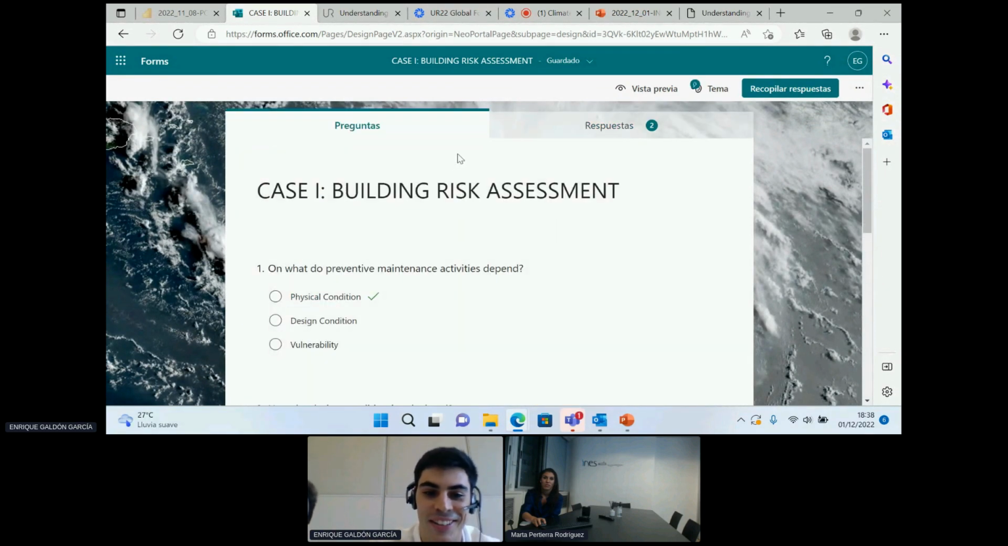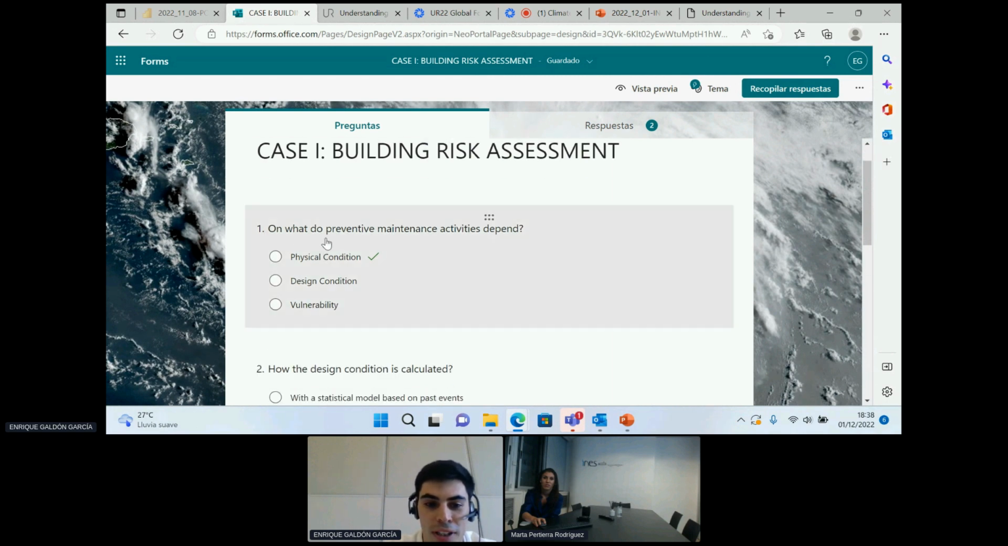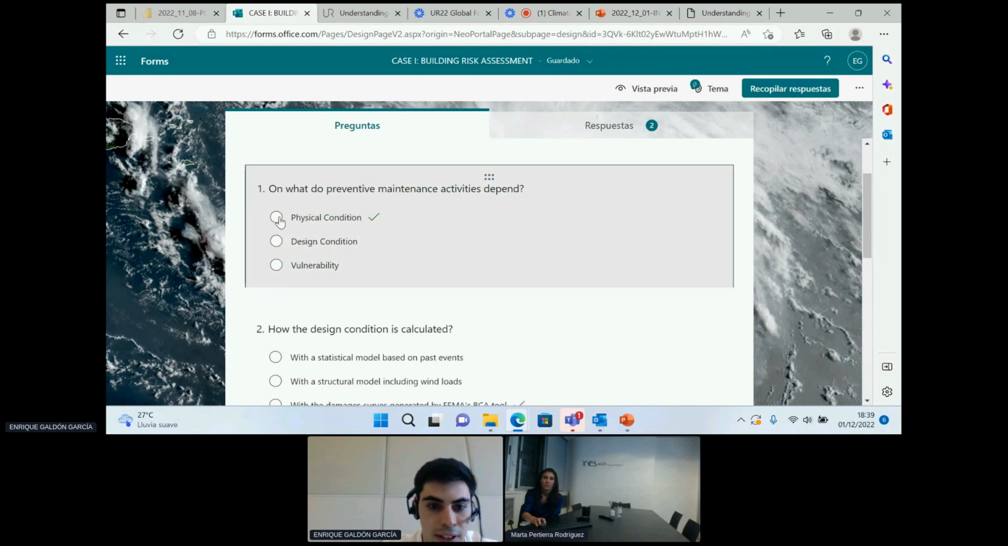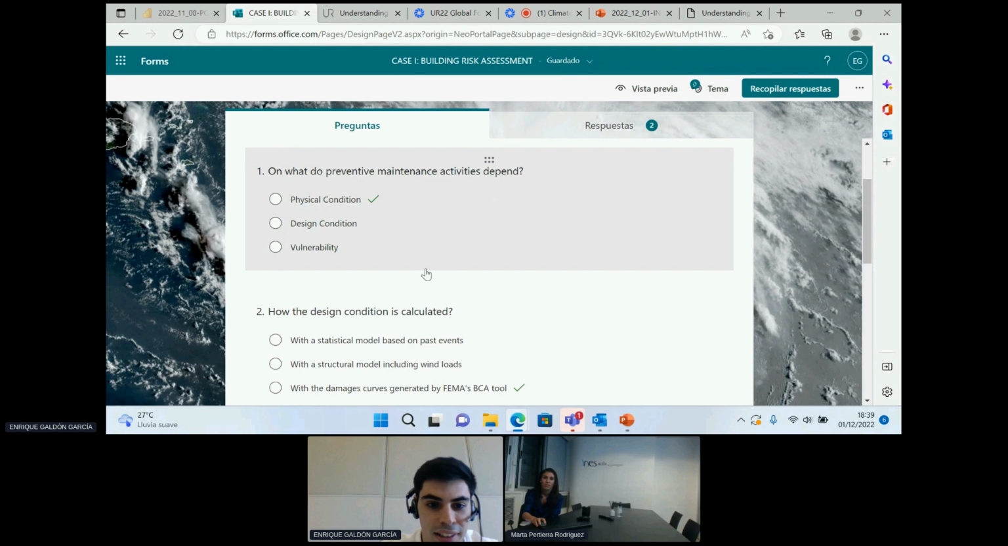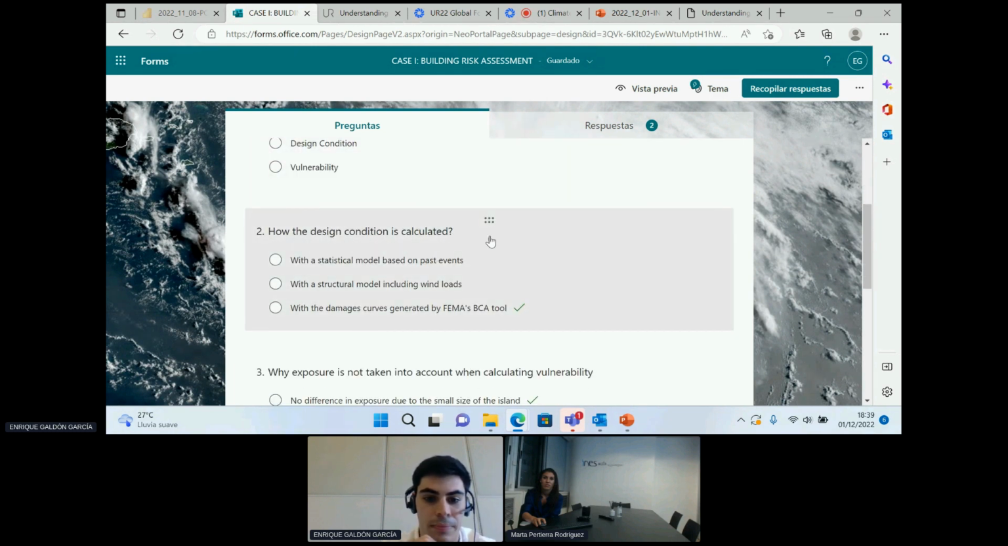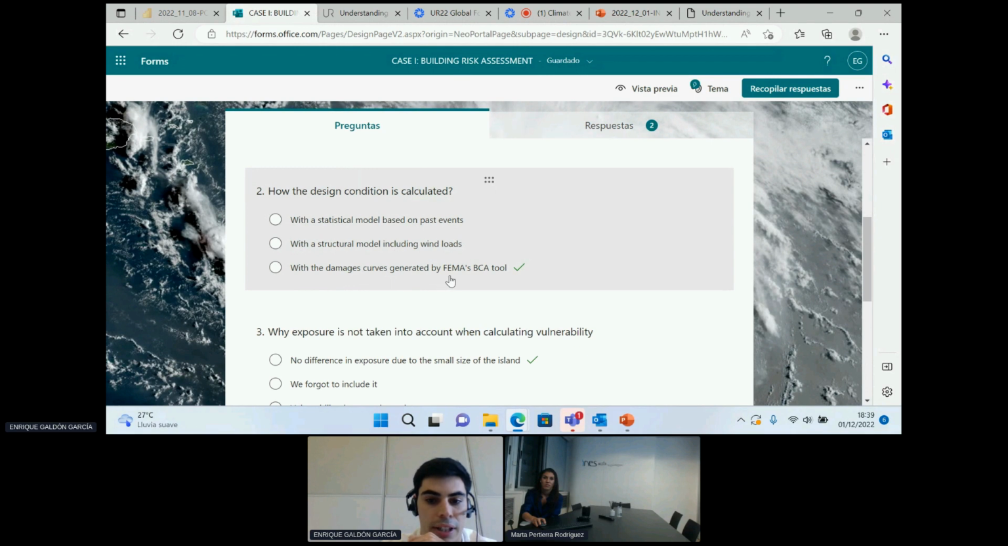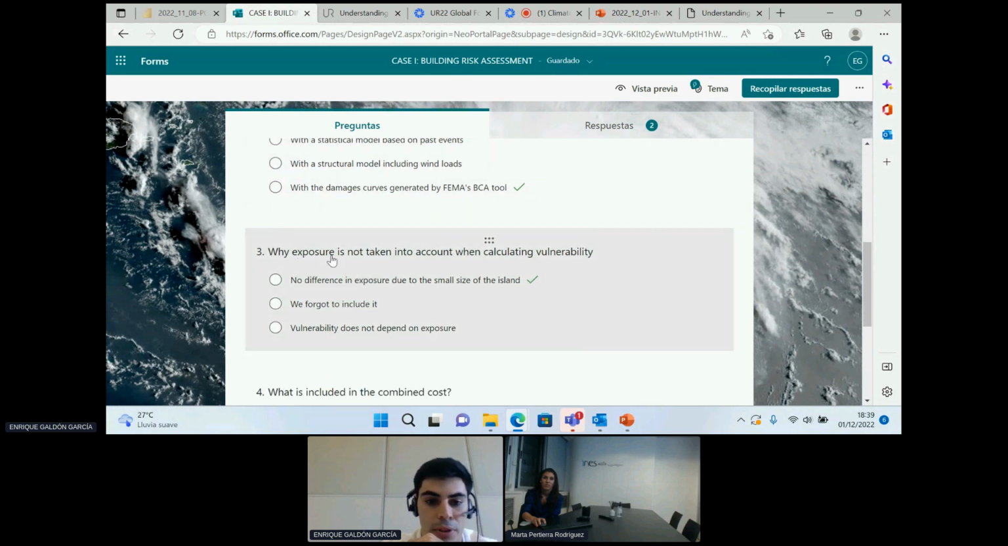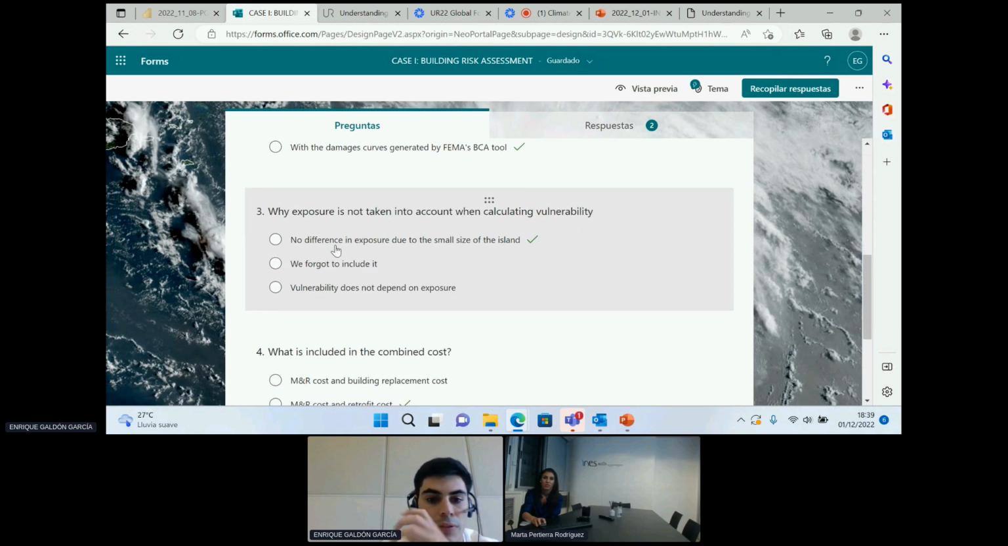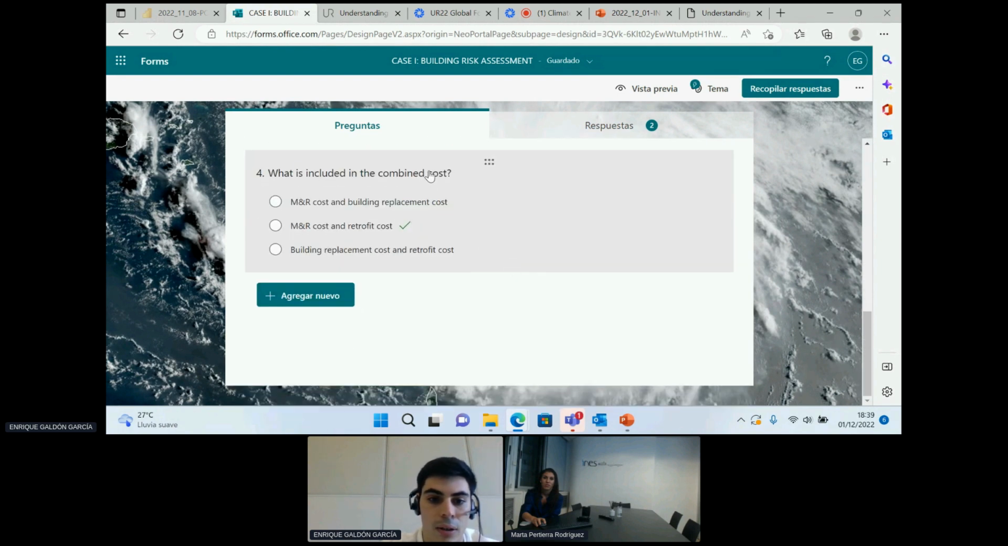So the first question, on what do preventive maintenance activities depend? In this case, the correct answer is the physical condition. And how is the design condition calculated? Using the damage curves generated by FEMA. And why is the exposure not taken into account when calculating vulnerability? Because there is no difference in exposure due to the small size of the island. And finally, what is included in the combined cost? The maintenance and replacement cost, and also the retrofit cost.